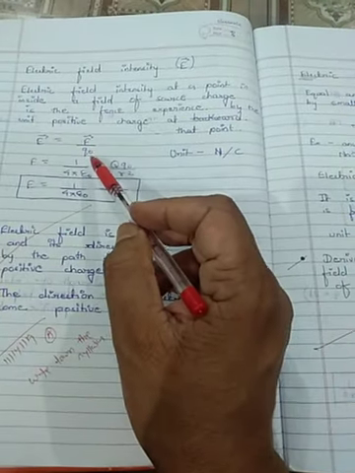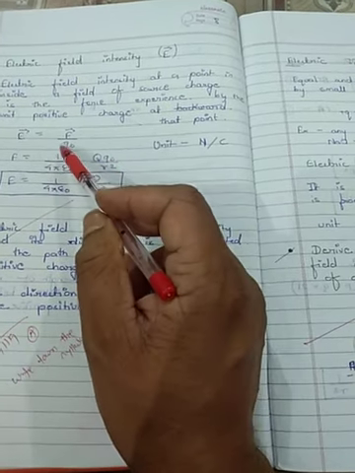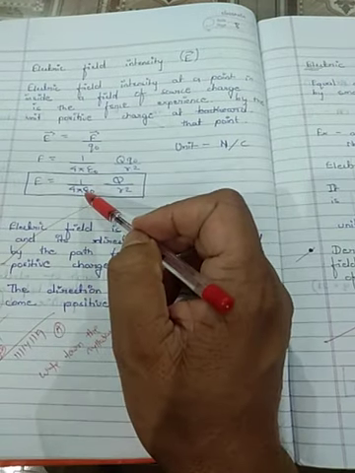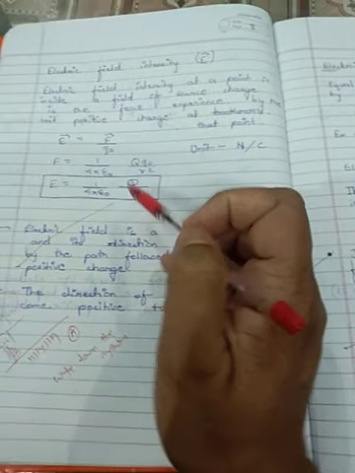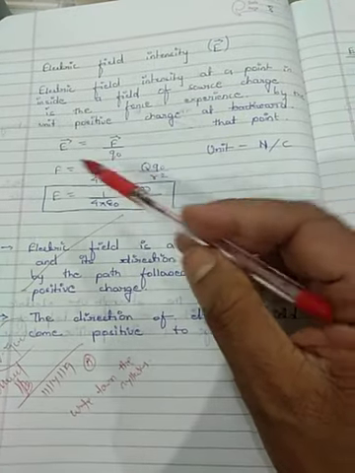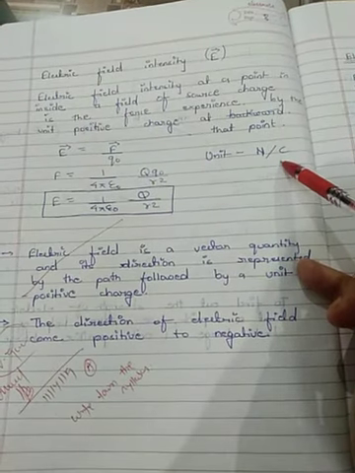E is equal to F by q naught. So force is 1 by 4 pi epsilon naught q q naught by r square, divided by q naught. So q naught and q naught get cancelled. E is equal to 1 by 4 pi epsilon naught q by r square. This is the electric field due to a point charge. What will be the unit of electric field? Newton by Coulomb. This is the unit of electric field.